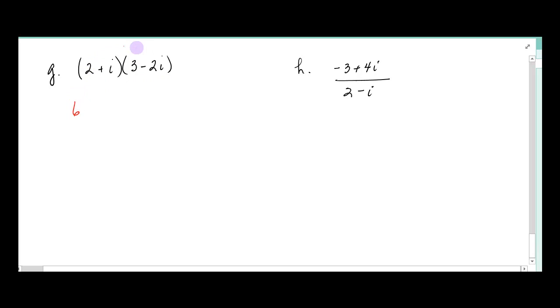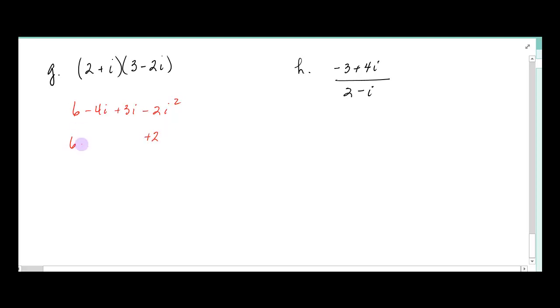The outers would be negative 4i. The inner is plus 3i. And the last is minus 2i squared. So what happens though when I have i squared? i squared is negative 1 times a negative 2, which means I now have positive 2.